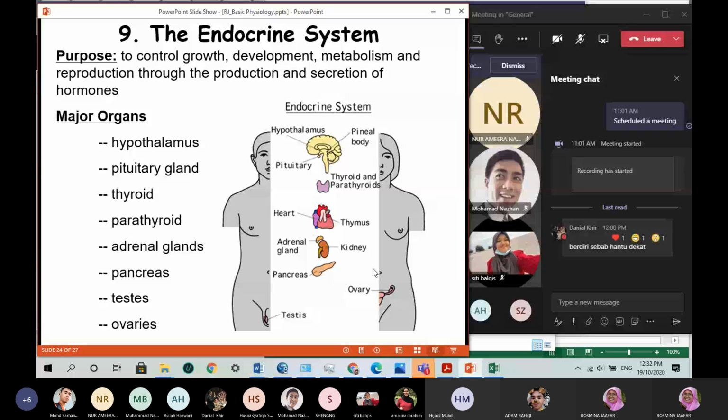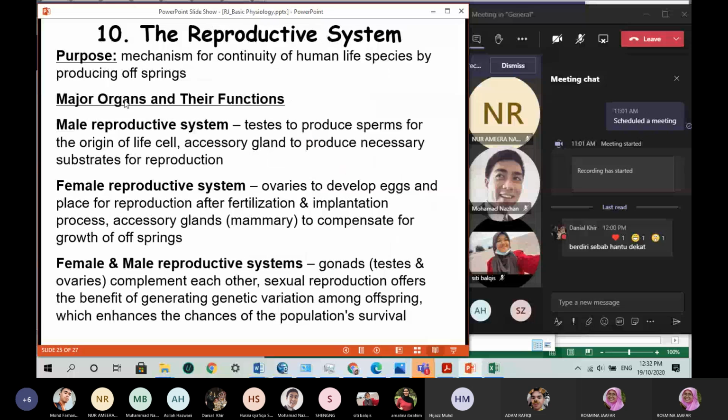The reproductive system is the mechanism for continuity of human life and species by producing offspring. And the reproductive system is gender specific. For example, the reproductive system for male is different from the female, but they are complementary with each other. The male reproductive system requires the female reproductive system in order to produce the offspring or the next generation.